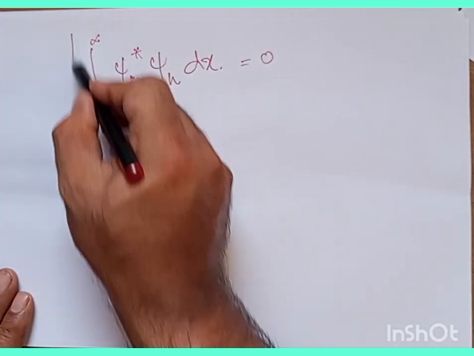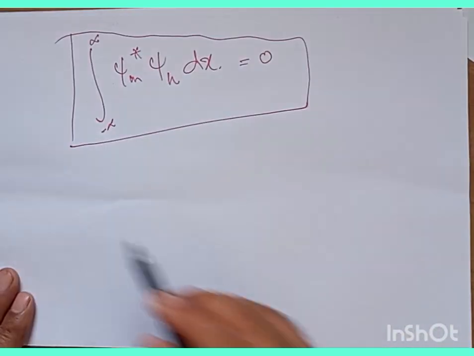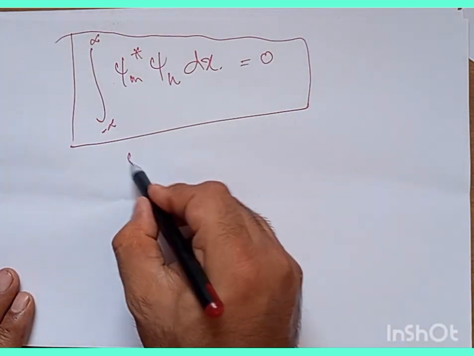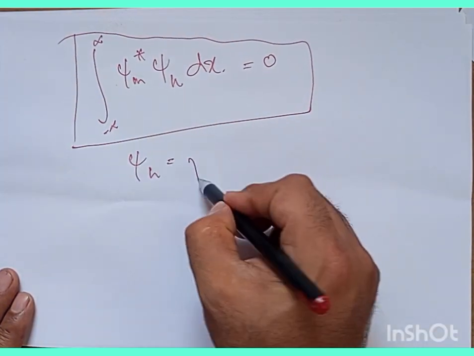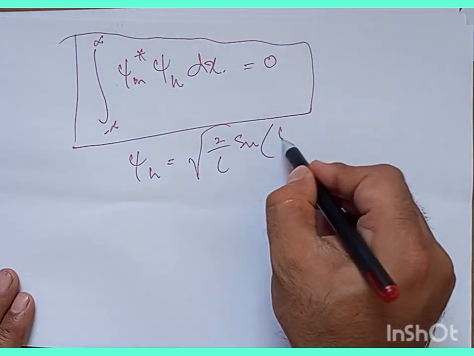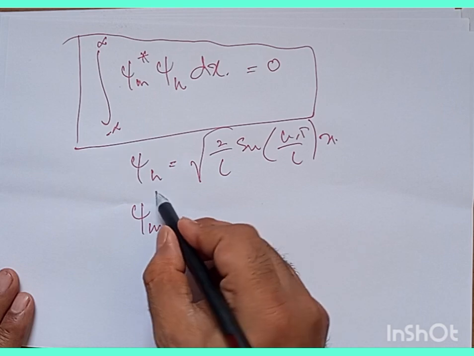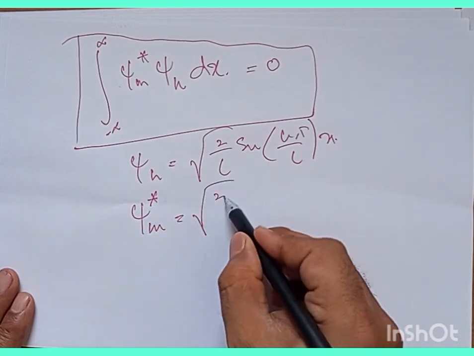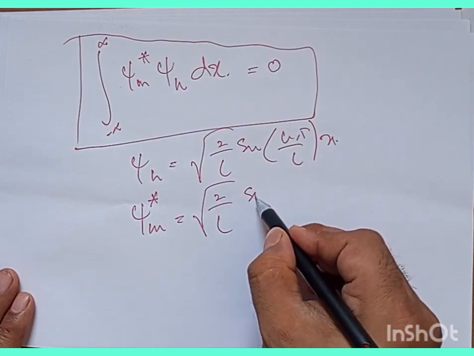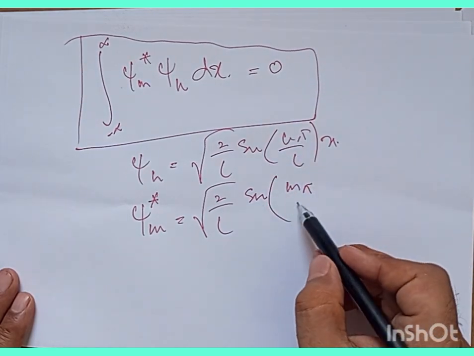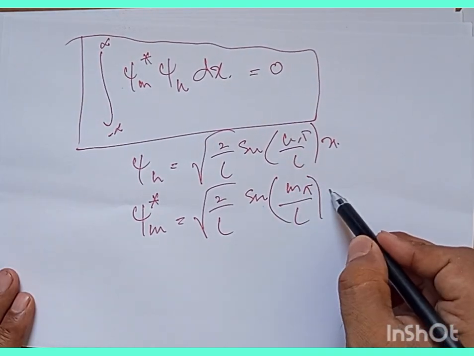Now let us check this orthogonality for the wave function that we have obtained for the particle in this infinite square potential. And so for that, we will have psi n. And what is psi n? That is under root of 2 by L sine of n pi by L x. And choosing some other state, psi m star, that will be under root of 2 by L sine of m pi by L x. Instead of n pi, we will use m pi by L x.